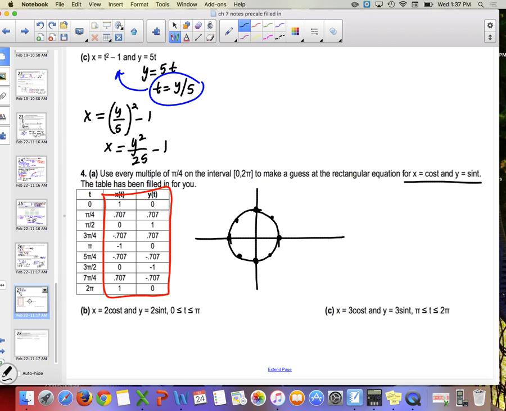Okay, so what do we think the equation, a rectangular equation with x's and y's? How do we do the equation of a circle? Well, usually, x minus h squared plus y minus k squared equals r squared, right? So in this case, we have x squared plus y squared equals 1, and that's our answer.